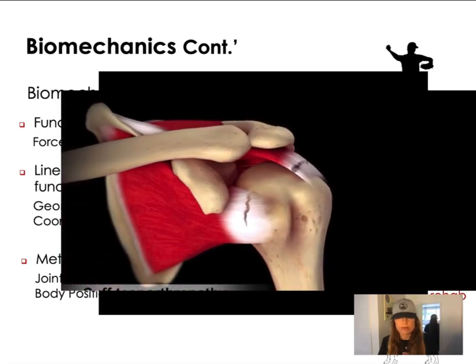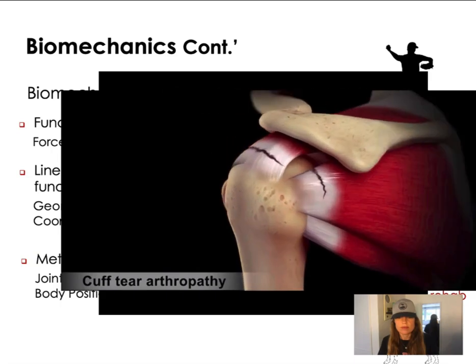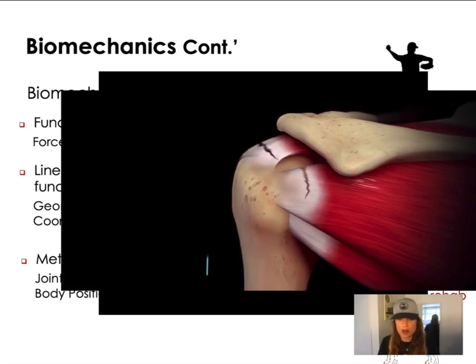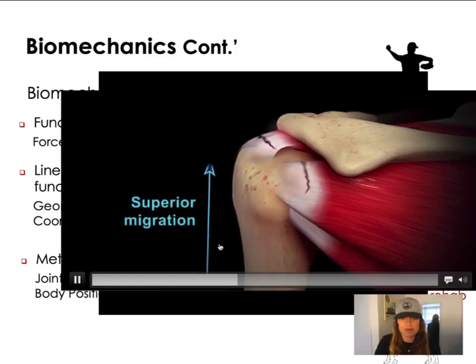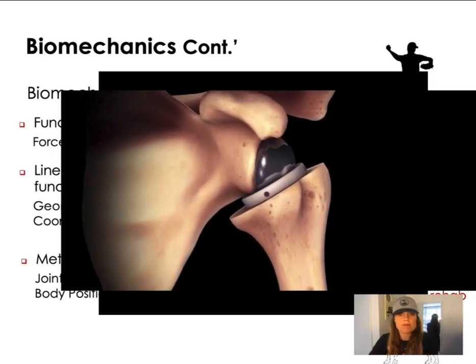Rotator cuff tears have negative consequences on motion and stability. As the rotator cuff fails to balance the deltoid, the humeral head migrates superiorly and impinges with the acromion, leading to further tearing. Ouch. The standard of care for CTA is reverse shoulder arthroplasty.